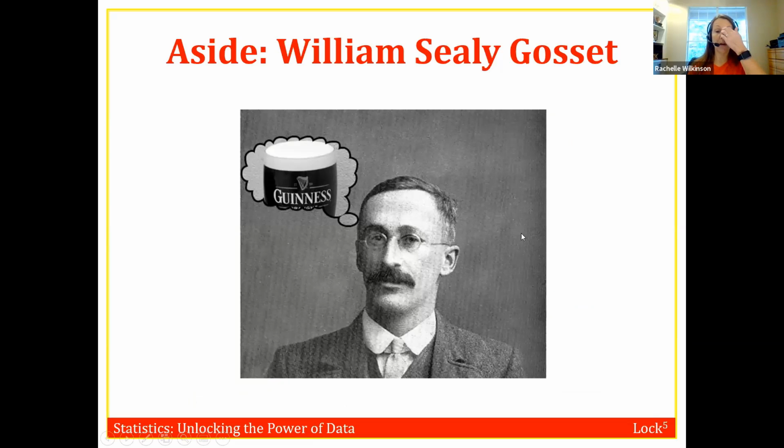So in case you're wondering where the t distribution came from, the t distribution was, I don't know, are distributions discovered?